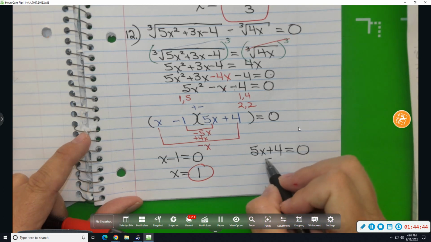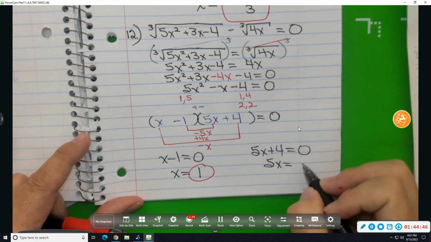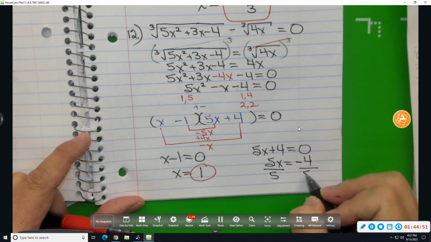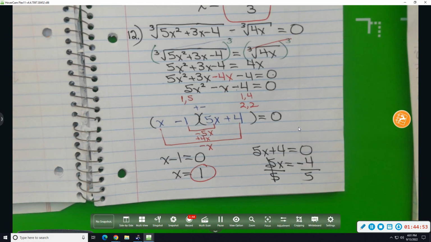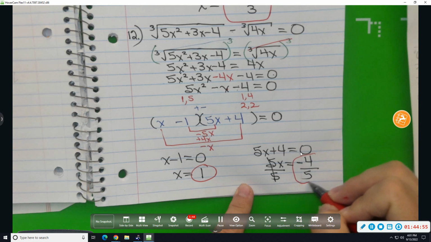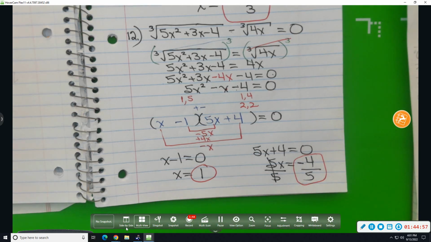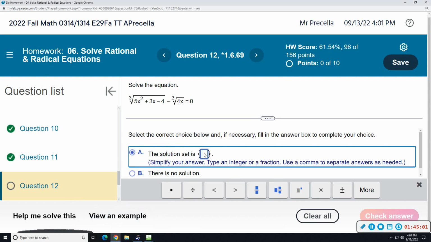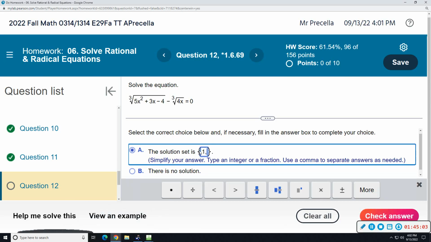Minus 4, minus the 4, to give us 5x equals negative 4, then divided by 5 for x equals negative 4 over 5. Okay, for the second one. So we just punch those in as answers. Positive 1 and negative 4 over 5. 1, comma, negative 4 over 5.